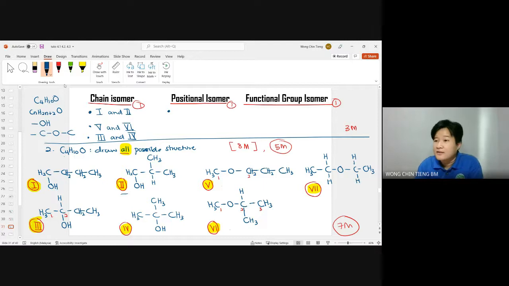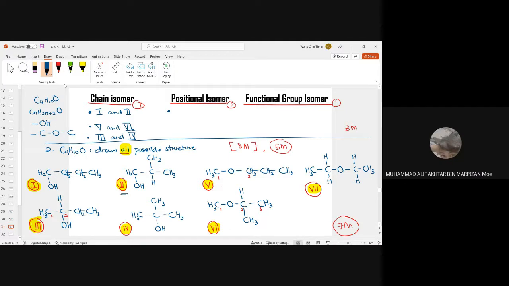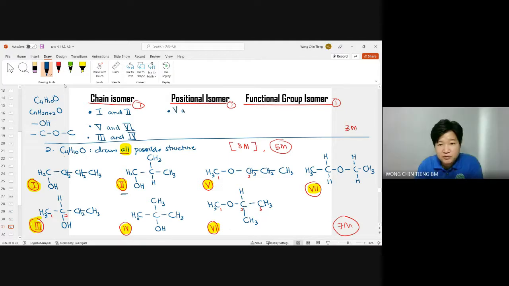Positional. Any pair? Which one is your positional isomer? 5 dengan 7. 5 and 7. Yes. 2 dan 3. Sekali lagi. 2 dan 3. Boleh.